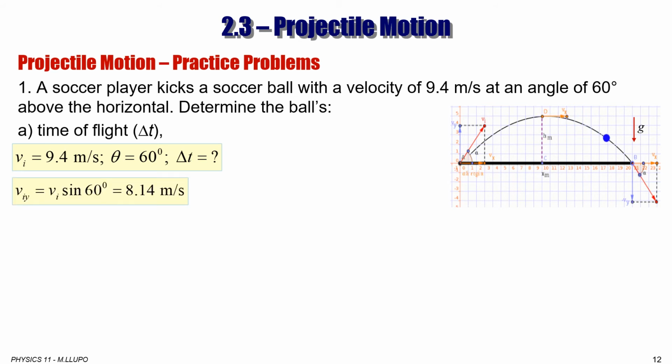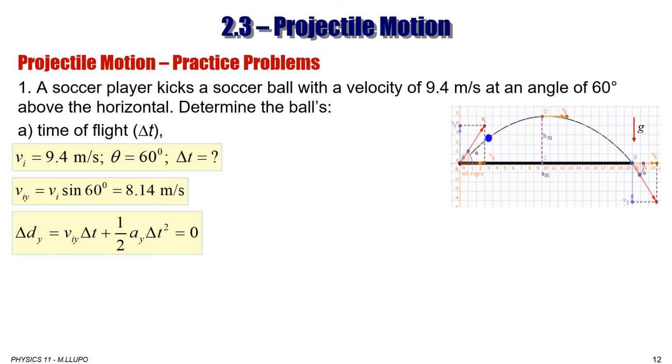In order to calculate time, we need to use delta dy is equal to v initial y delta t plus half of ay delta t squared. So that means we need the y component of initial velocity. So v initial y is equal to v initial times sine theta. That is equal to 9.4 times sine 60, which is 8.14 meters per second.